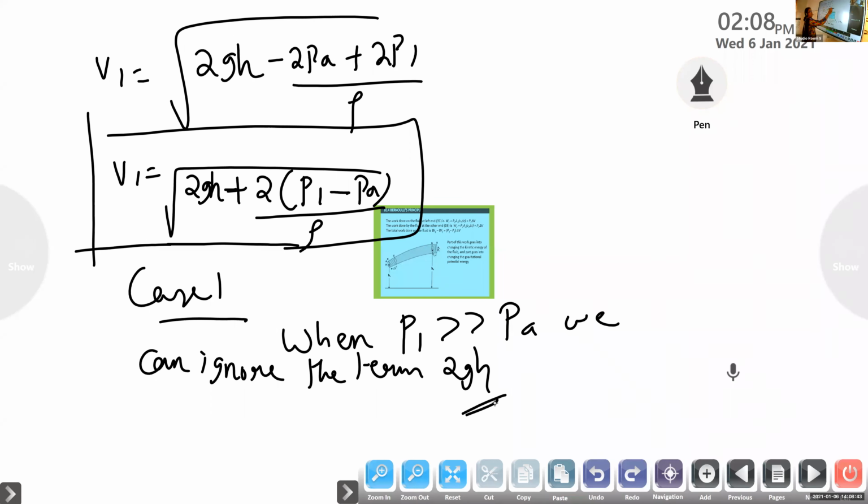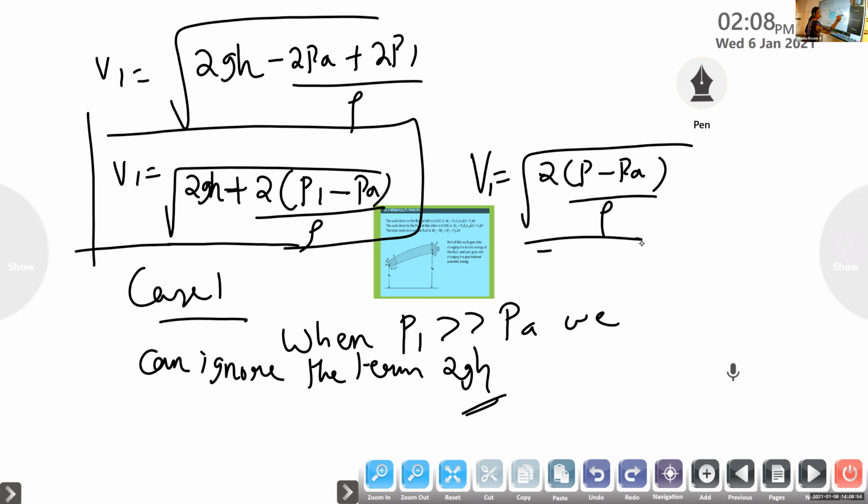In that case, efflux is equal to outflow will be only this, that is 2 into (P minus PA) by rho. This is the first case.